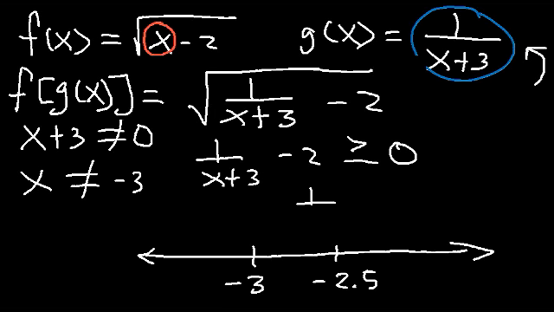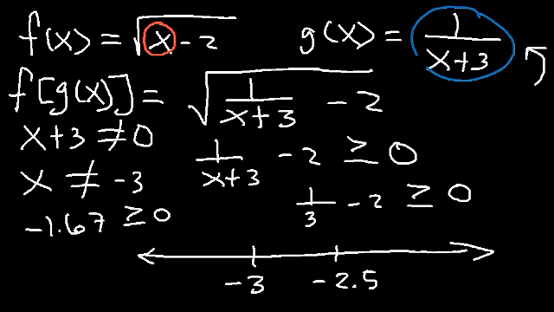So 1 over 0 plus 3, which is 1/3, minus 2, is that greater than or equal to 0? 1/3 is about 0.33. 0.33 minus 2 is negative 1.67, which is not greater than 0. That's less than 0. So it's not true on the right side.